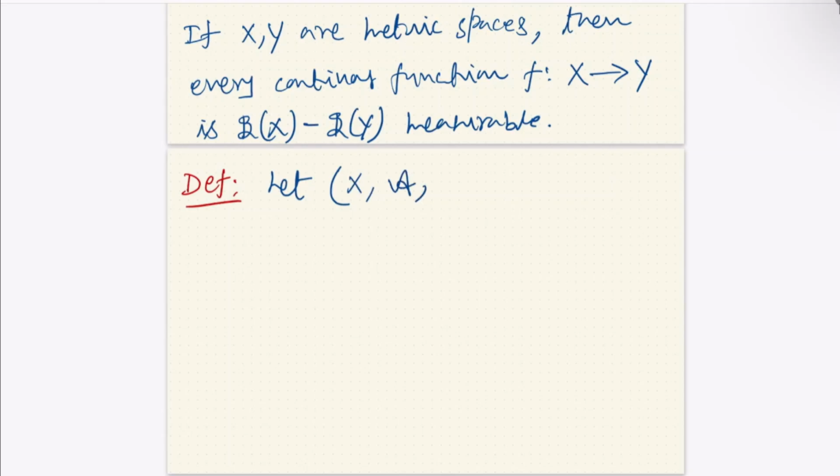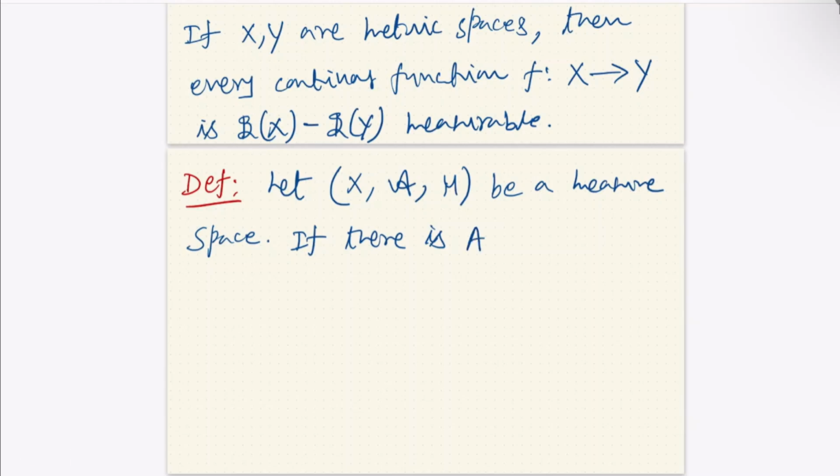Let x, A, mu, which we just defined, be a measure space. We say something if there is a in the sigma algebra A with the measure mu of A equal to zero. The measure is zero.